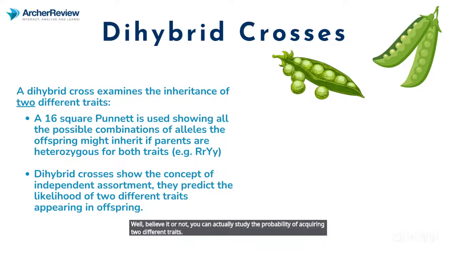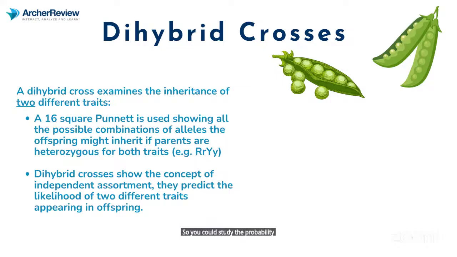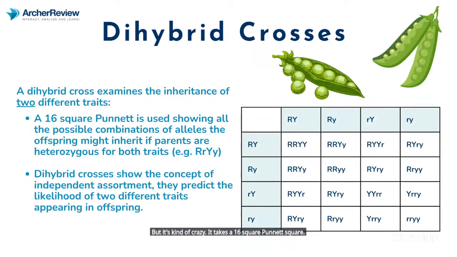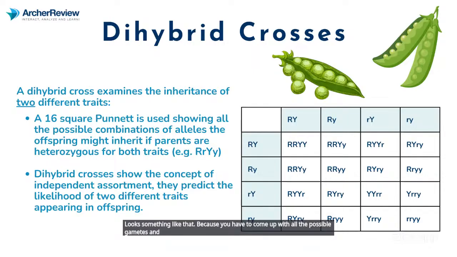Well, believe it or not, you can actually study the probability of acquiring 2 different traits. So you could study the probability of getting brown hair and blue eyes. But it's kind of crazy. It takes a 16 square Punnett square. Looks something like that. Because you have to come up with all the possible gametes and cross them and then read your Punnett square.